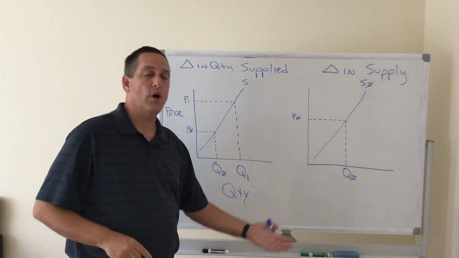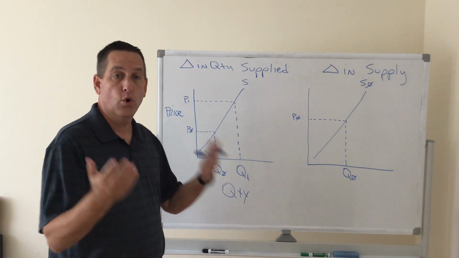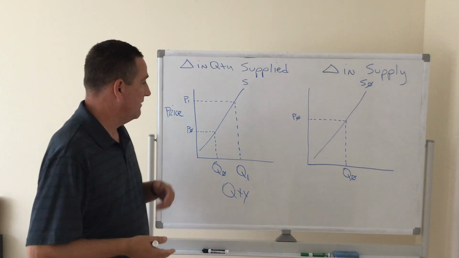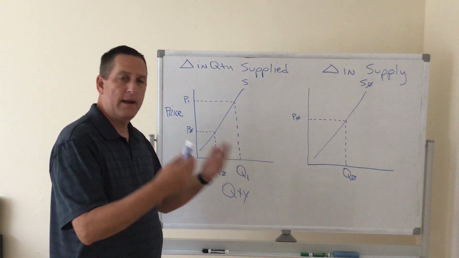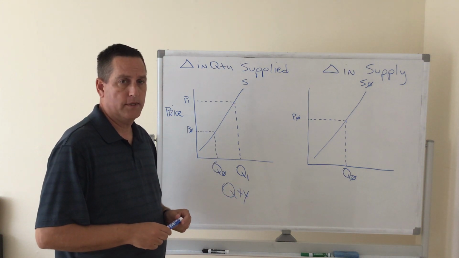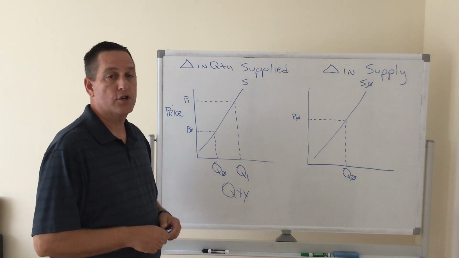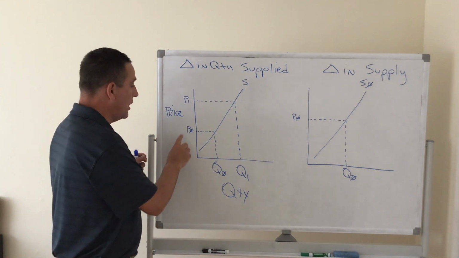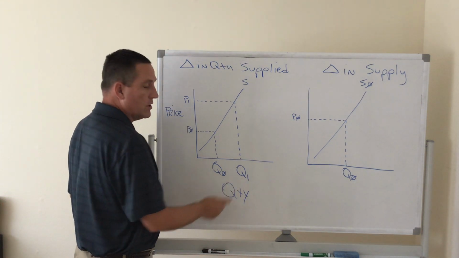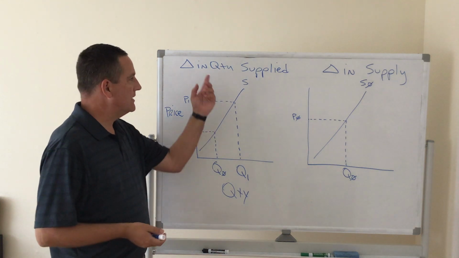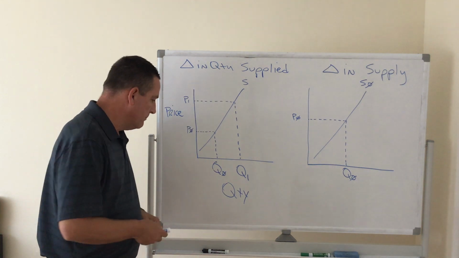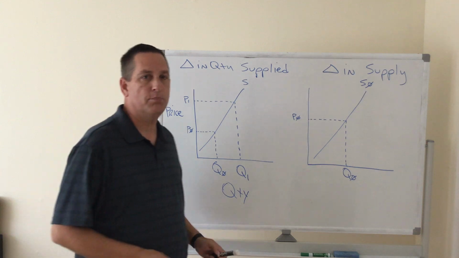If people offered me more money for my work, I would work more hours. If people offered me more money for my hamburgers, I would make more hamburgers. If people offer Starbucks more money for their coffee, they'll try to supply more coffee by building more Starbucks. So that's a change in the quantity supplied. But what is a change in supply?